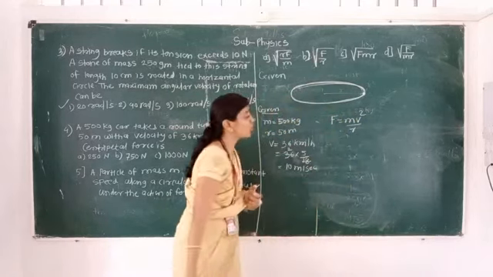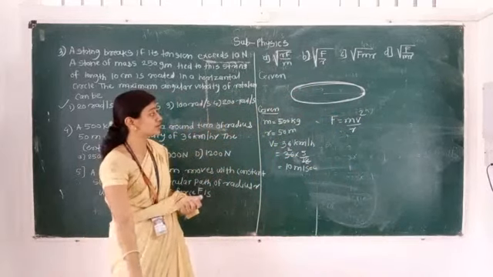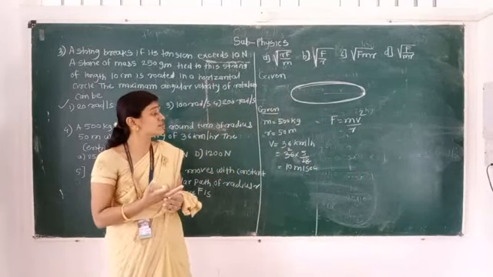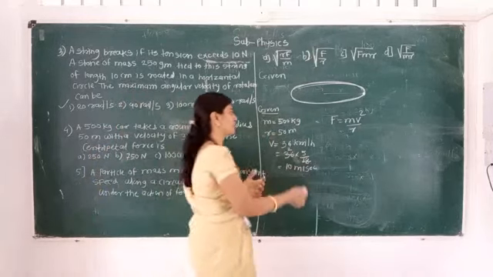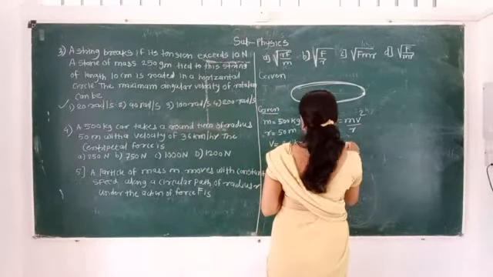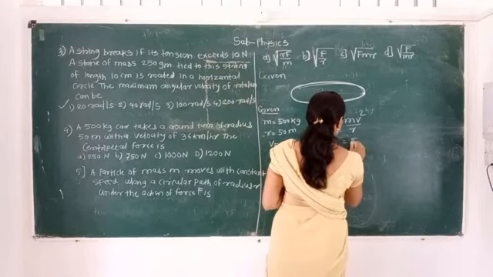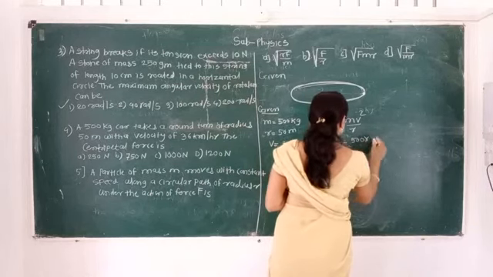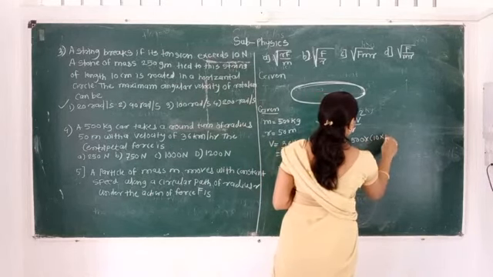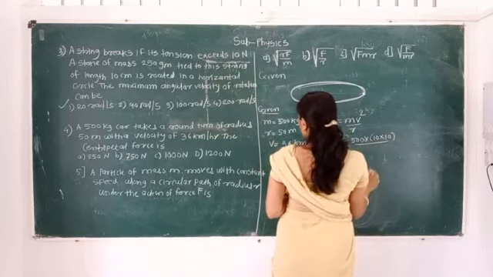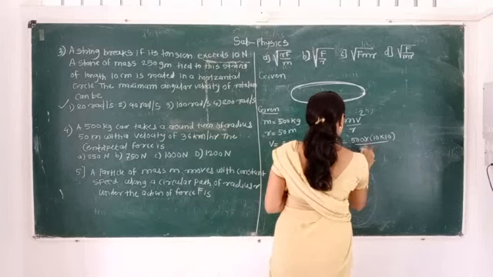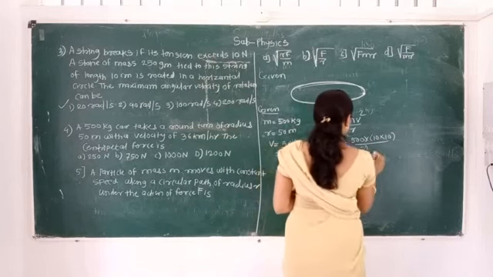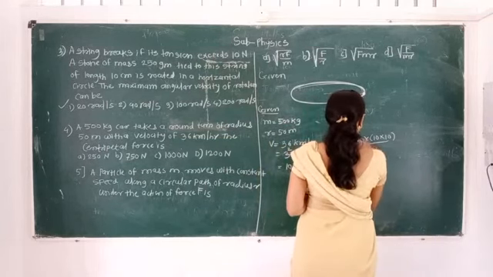When any object is revolving in a circular motion, for the creation of that circular motion, a force should act on it. By putting all these values here: what is the mass? It is 500, into velocity 10 into 10, the square, divided by the value of r, which is 50. So a simple mathematical calculation is there.